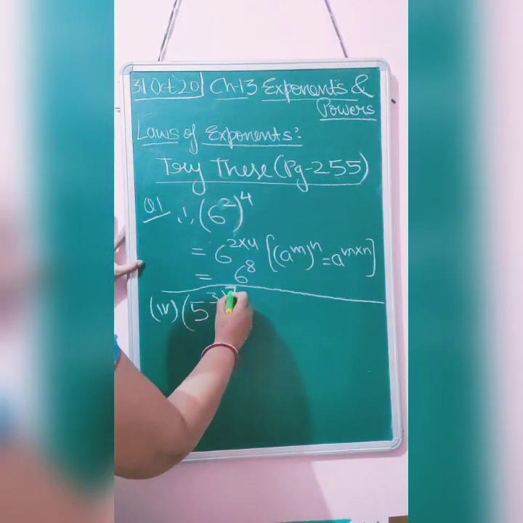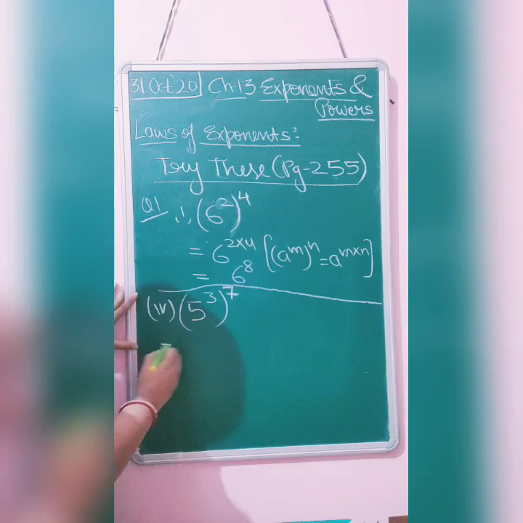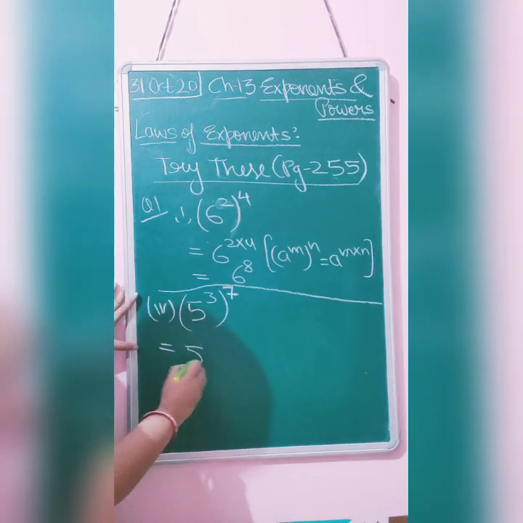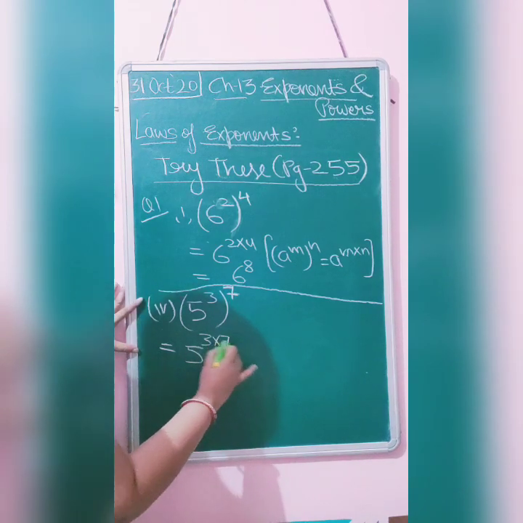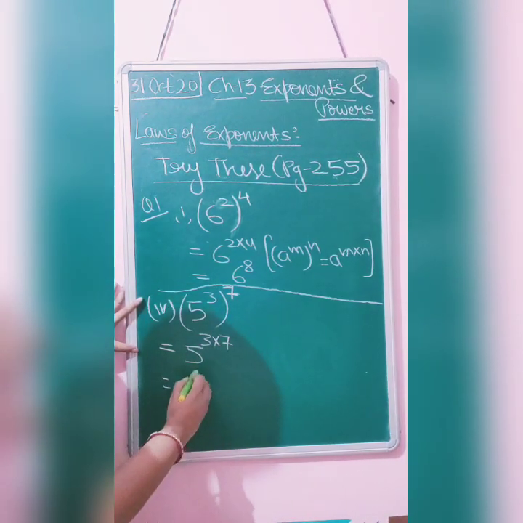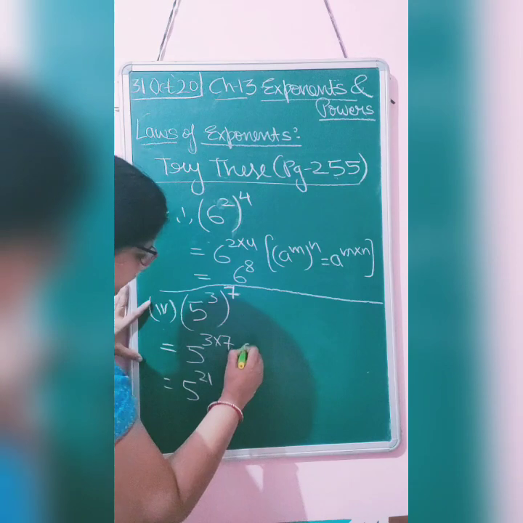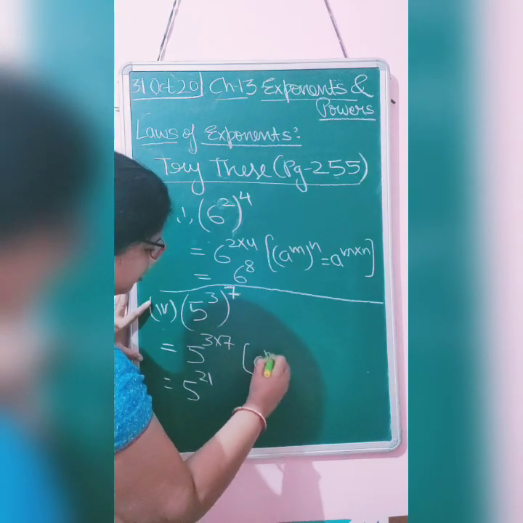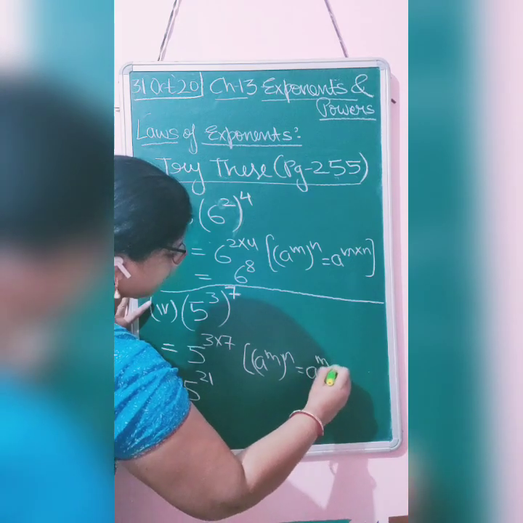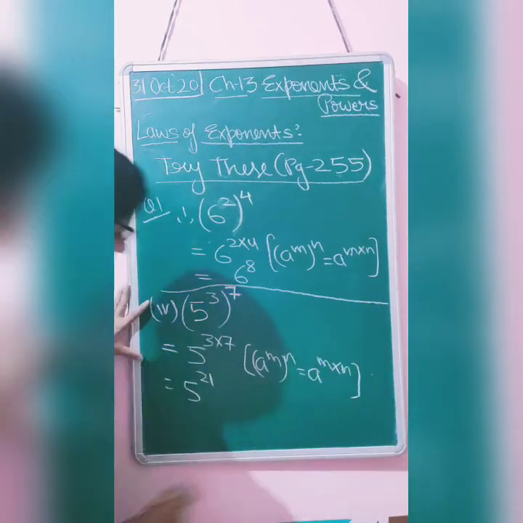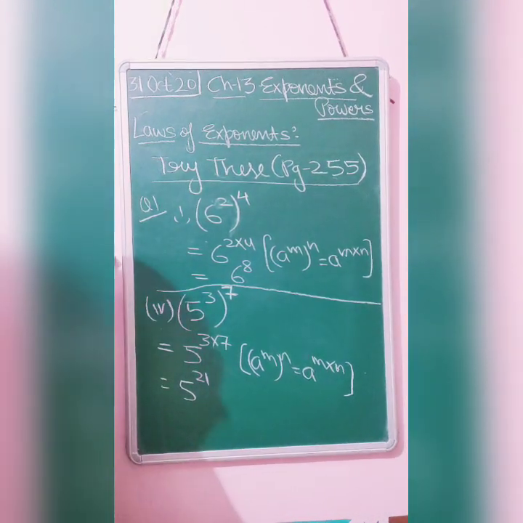Now moving to last part, fourth part. Again double raised: 5 raised to the power 3 raised to the power 7. So power should be multiplied and answer is 7 3s are 21. Which law we have used? We have used law a raised to the power m raised to the power n equals a raised to the power m into n. So in this way we will do the leftover parts.